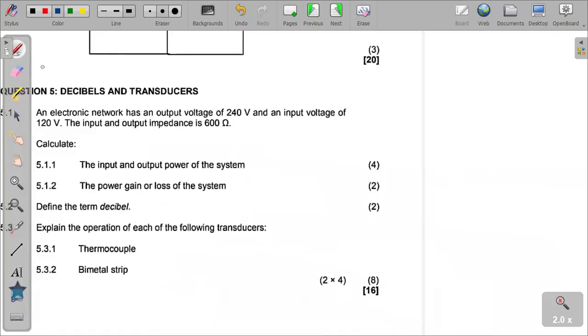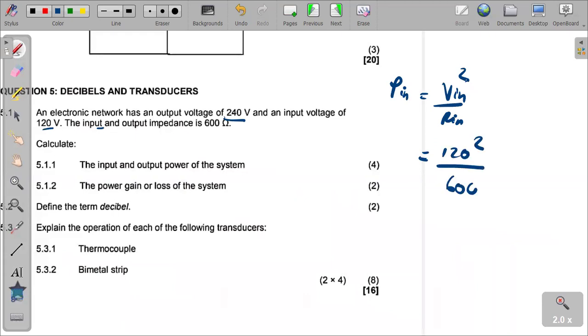What do you consider? You consider the information that you have been given. What have you been given? You've been given output voltage and input voltage. You've been given input and output impedances as well. So we can calculate P out. Let's start with P in. We can calculate P in by saying V in squared over R in. So we have V in, that's 120 squared, divided by R in, that's 600. If we punch that, that's going to give us 24 watts. That's kind of straightforward.